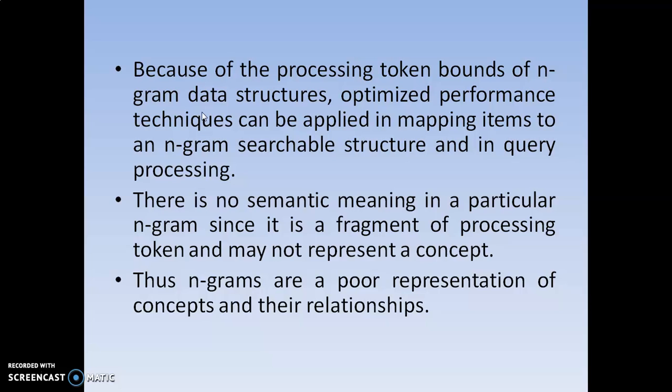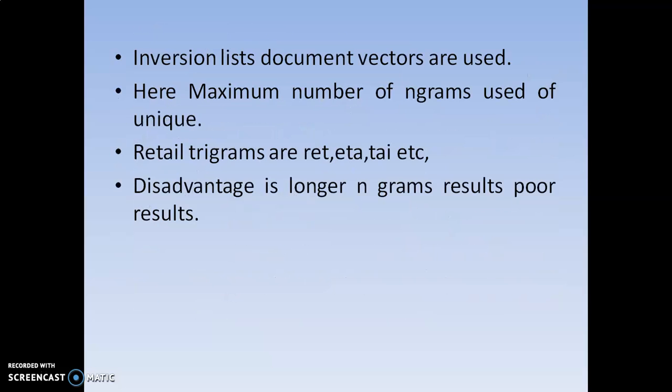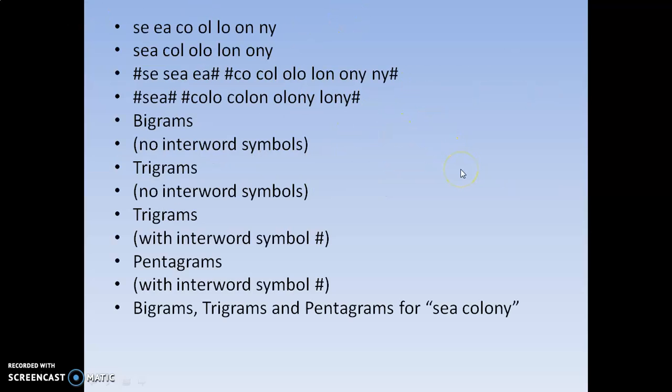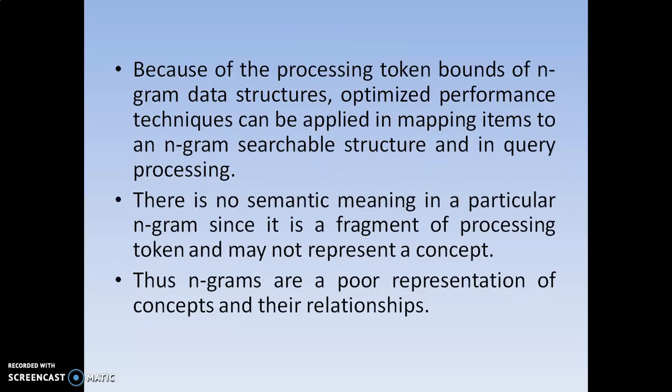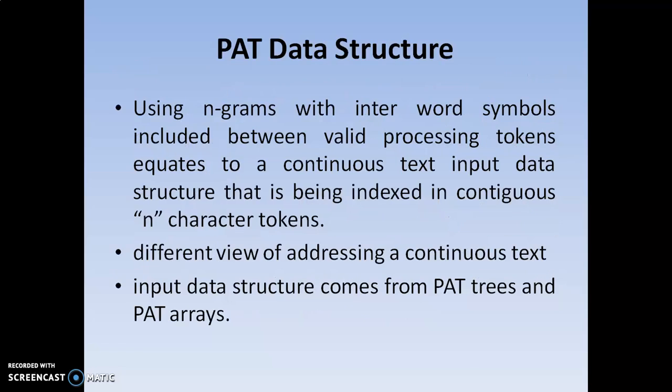Whereas the inversion list maintains the vectors, as we discussed in the previous PPT. In inversion lists the document vectors are used; here only Ngrams are used. Inversion lists are used for concepts and their relationships, whereas Ngram data structures have no usage of concepts and relationships, and there is no meaning in each Ngram. It gives optimized performance for a limited number of Ngrams. As the length of the Ngrams increases, it results in poor performance. Like that, Ngram data structures are used for efficiency and optimal search of items.